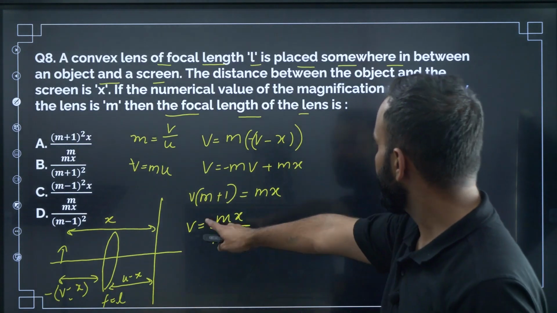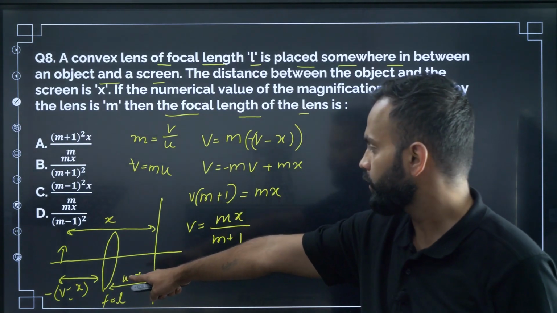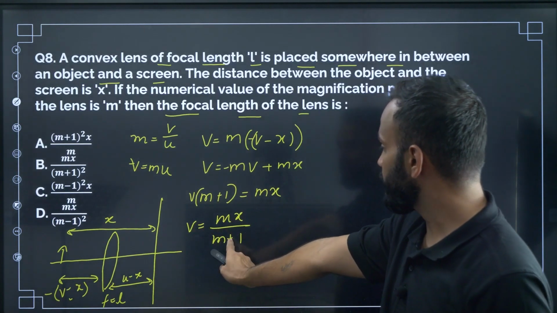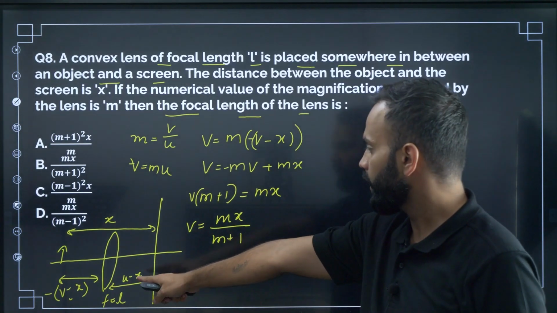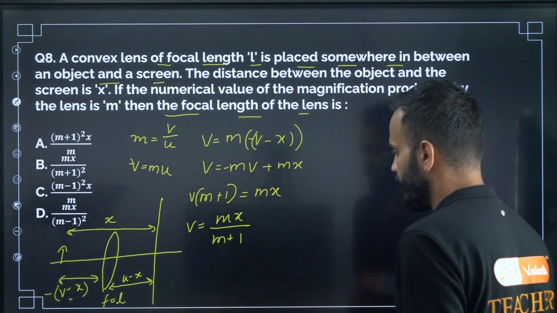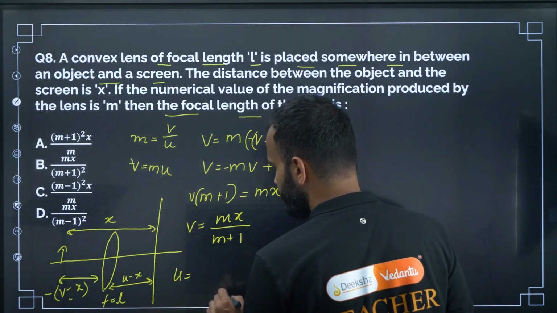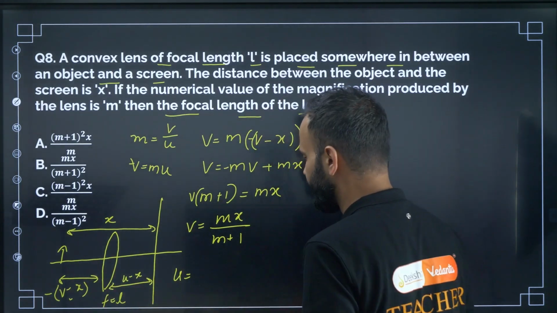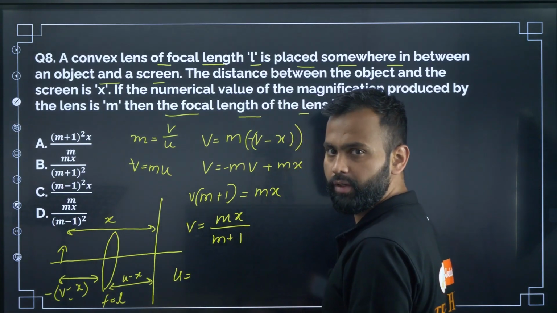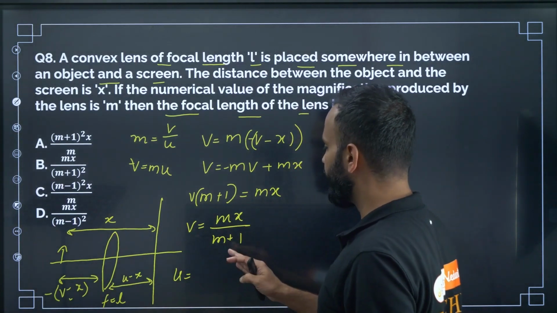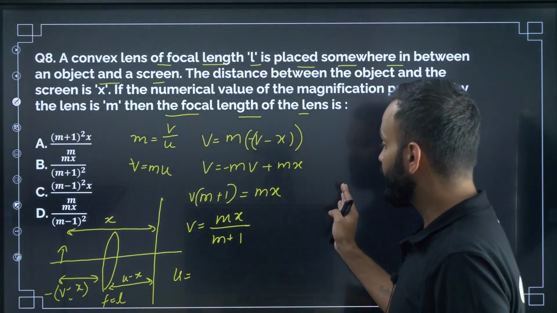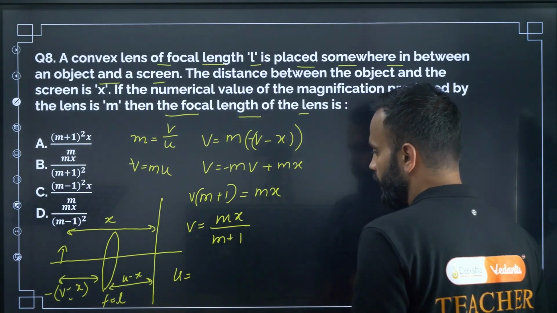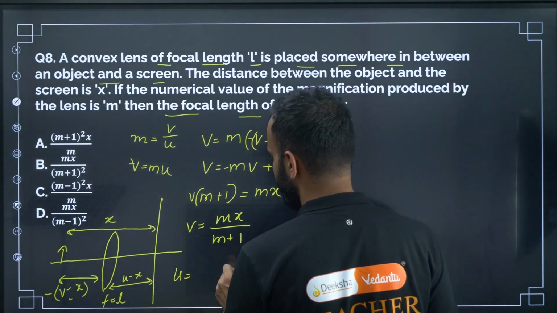So now v is equal to mx by m plus 1, right? And u is equal to minus of v minus x, right? Let's find u. While applying the lens formula, we can take the negative sign. So u equal to v minus x, right?